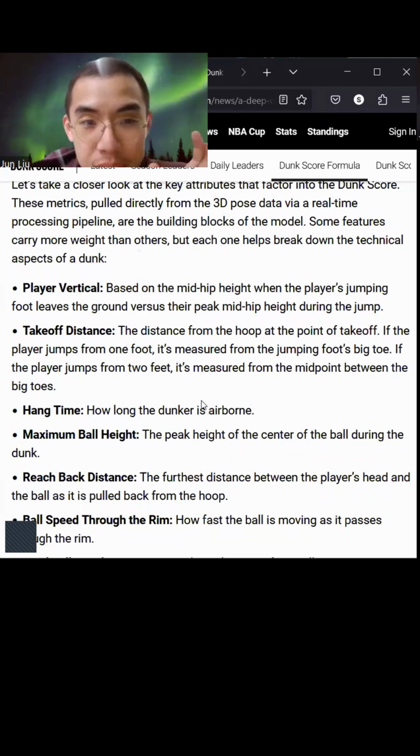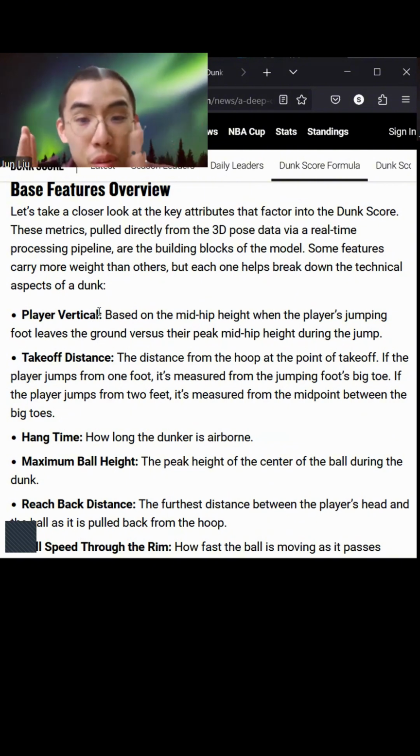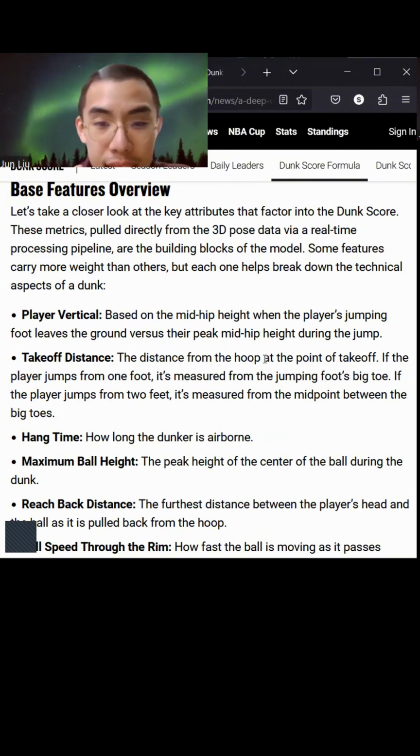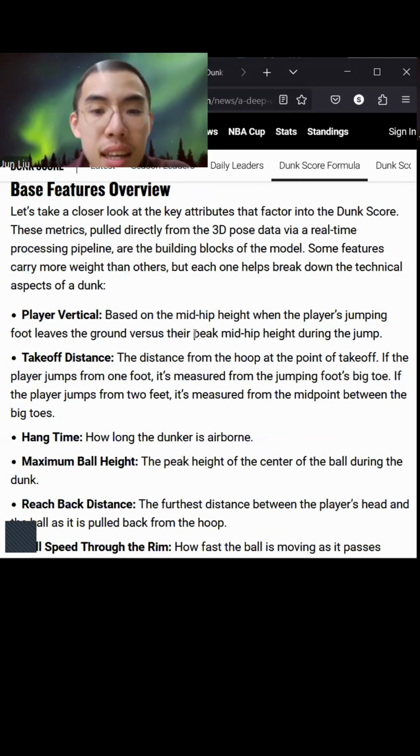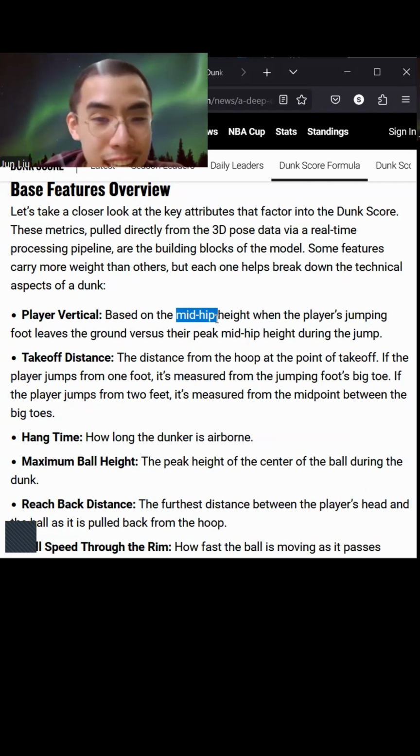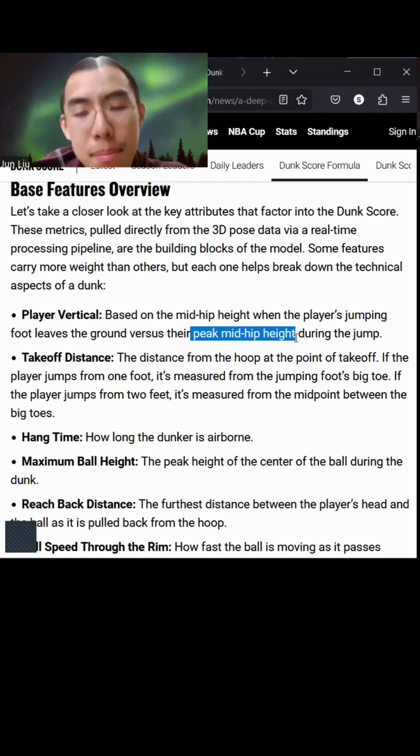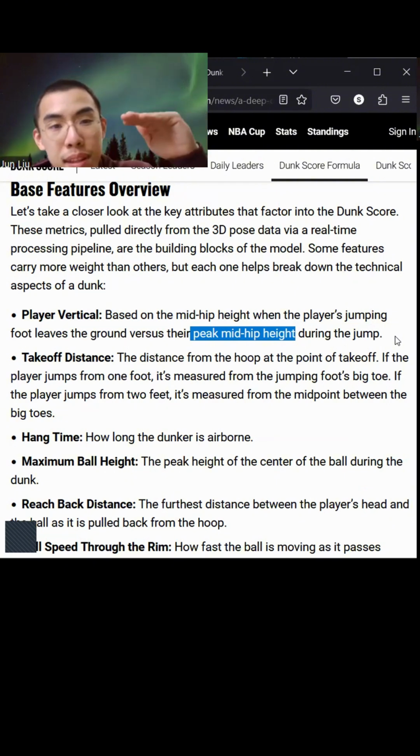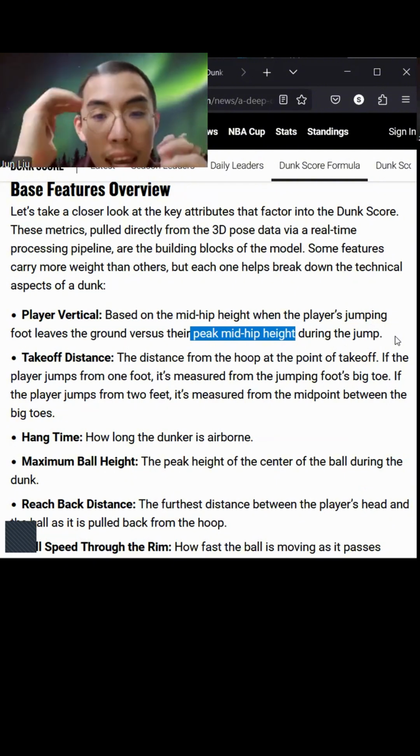So firstly, what's pretty cool is that it actually provides the biomechanical equation. Okay, so player vertical: for a play, they have a specific time frame that the play occurs within, and then they can compute the mid hip, meaning the hip joint center, from the biomechanical data. That's the estimate of the body center of mass. They compute it versus the peak mid hip height during the jump. So you're gonna have your hip somewhere like this, it goes up and then comes down, and the difference between the peak and the takeoff.